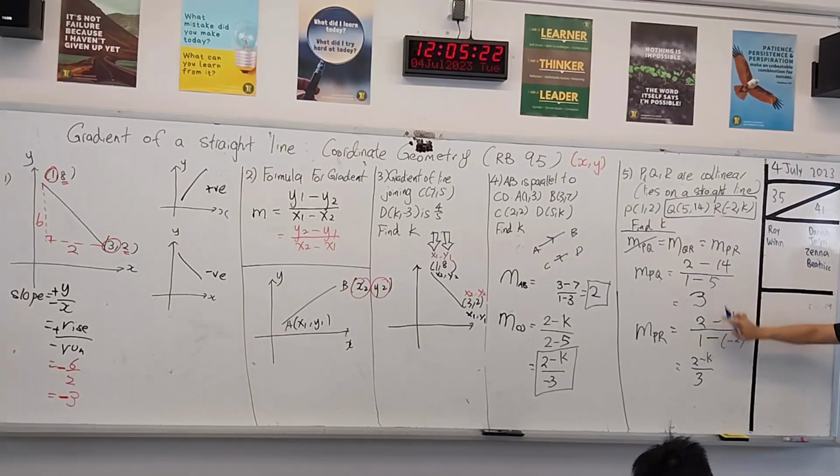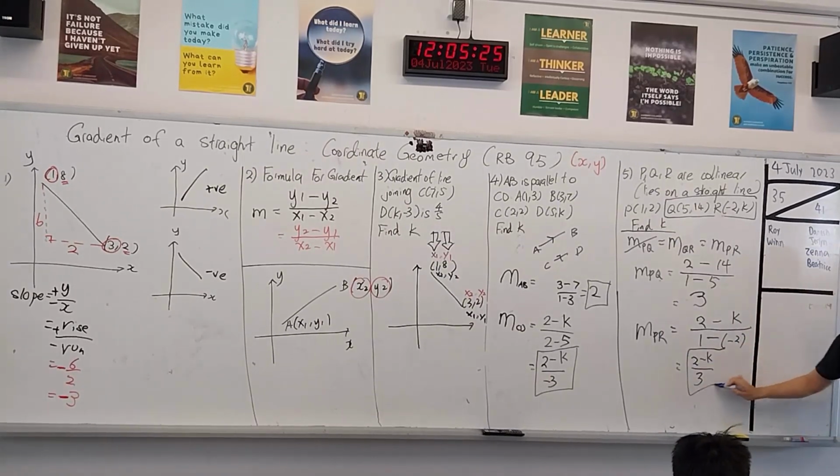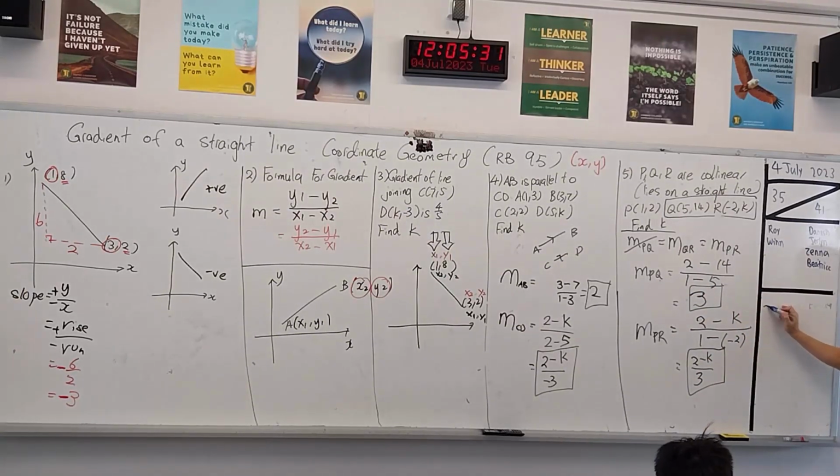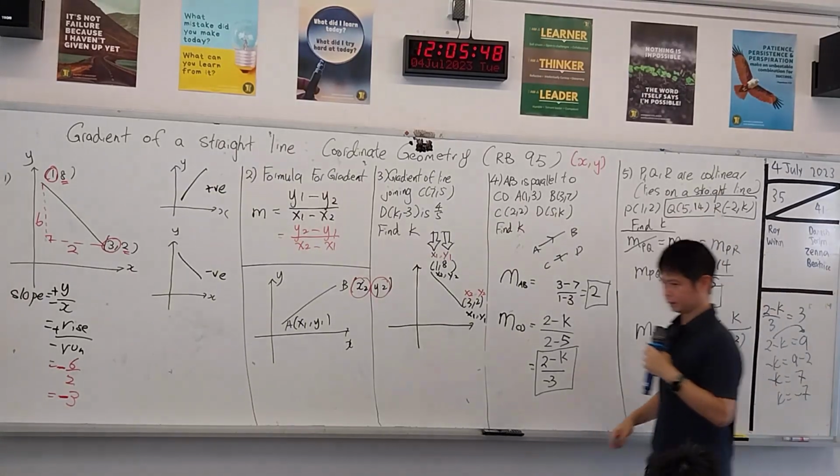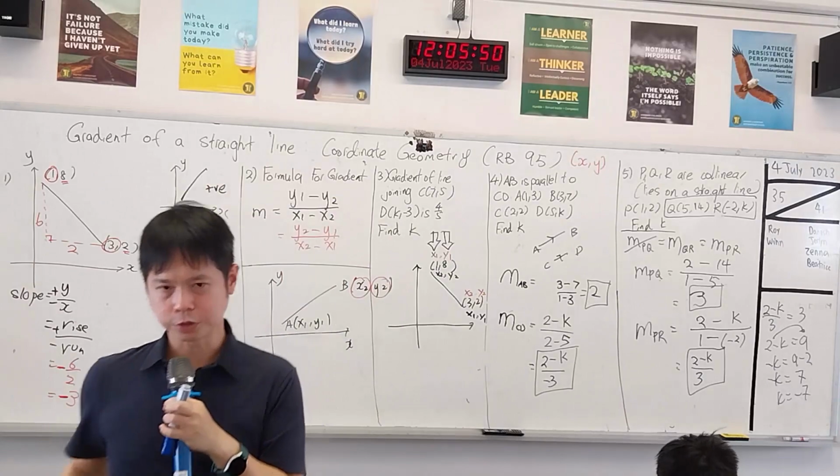So the gradient of PQ will be the same as the gradient of PR. So these two values should be the same. 2 minus k over 3 equals to 3. I'll do it quickly. 2 minus k equals to 9. Minus k equals to 9 minus 2. Negative k equals to 7. And k equals to negative 7. Algebra. Are the questions very difficult?